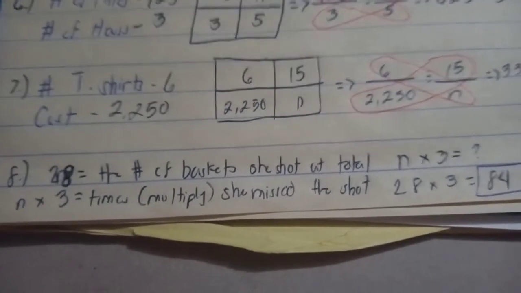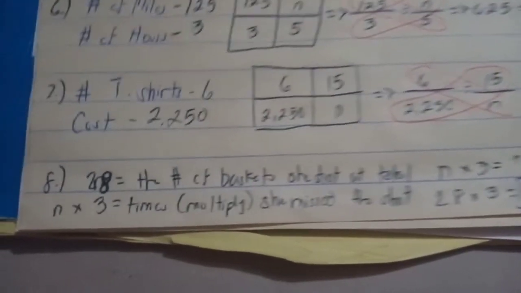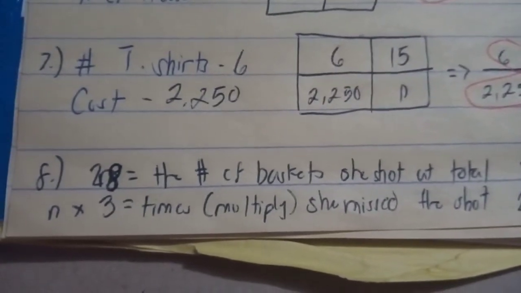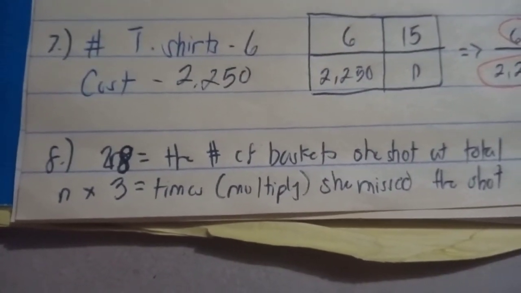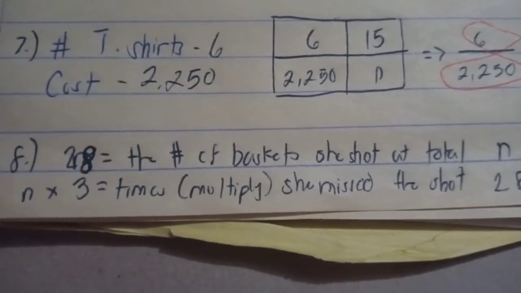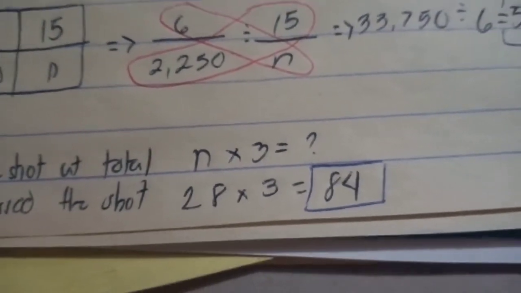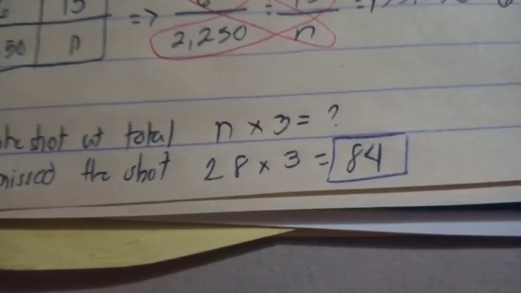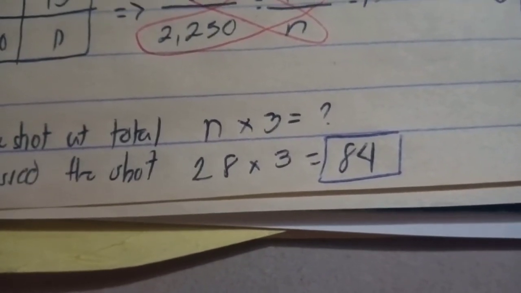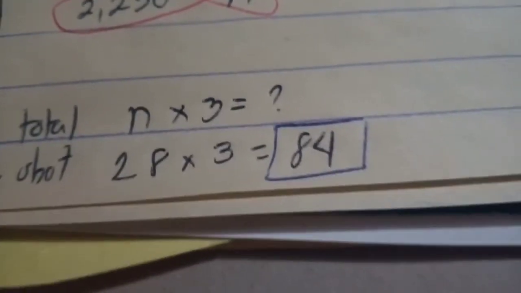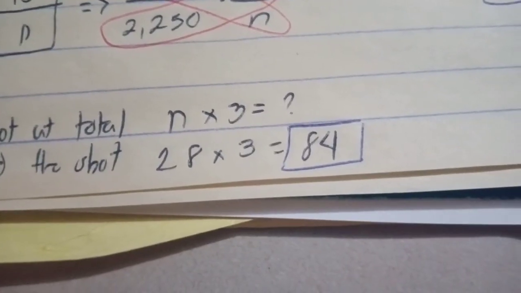This is my solution. First, I took the given, 28 being the number of baskets she shot in total. n times 3 is the times she missed the shot, giving us an equation of n times 3. I then substituted the value of n to 28, giving us 28 multiplied by 3, giving us a result of 84, meaning she missed 84 shots. She missed 84 shots! If I'm correct, that is.